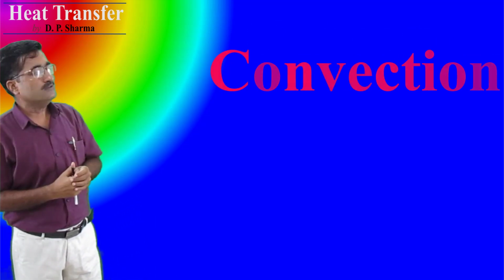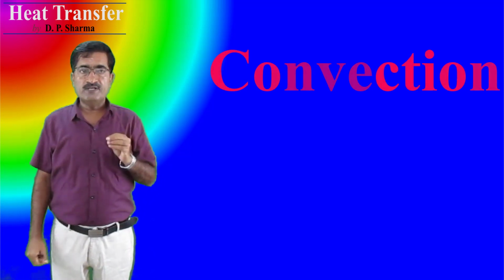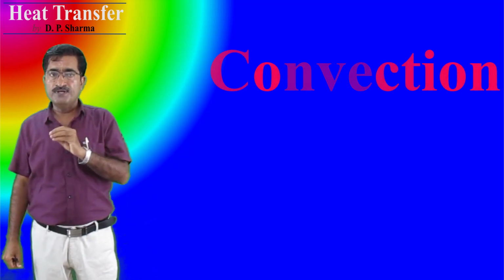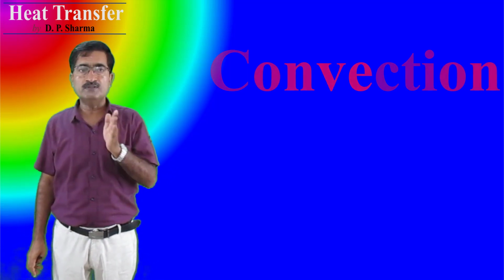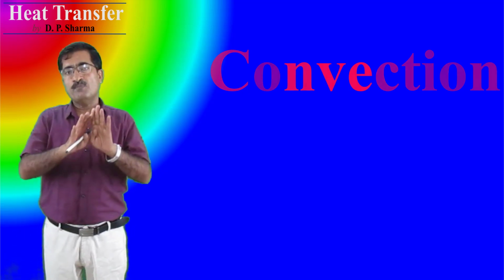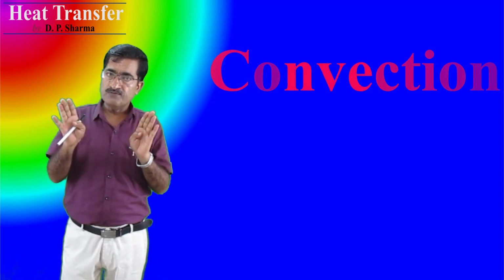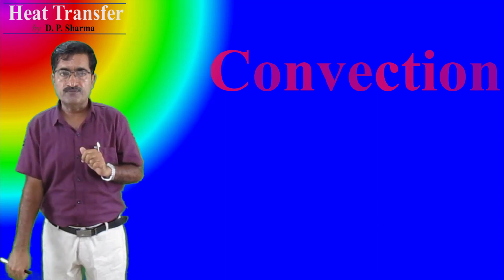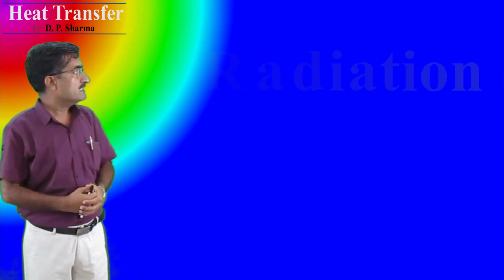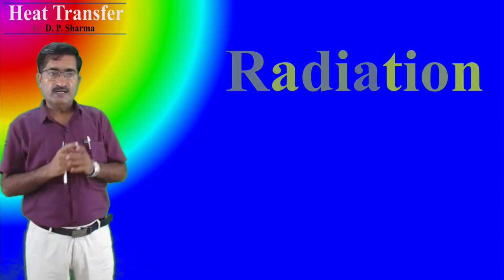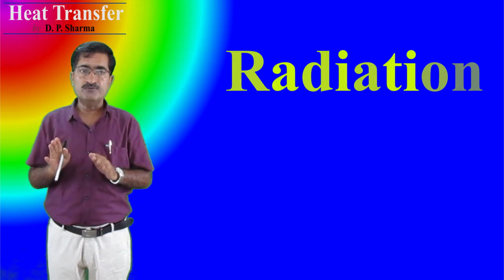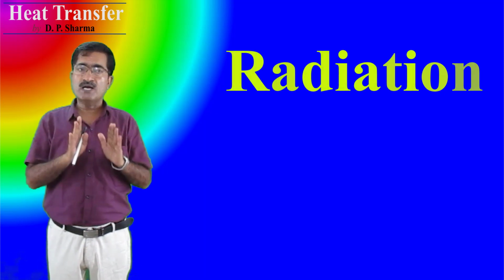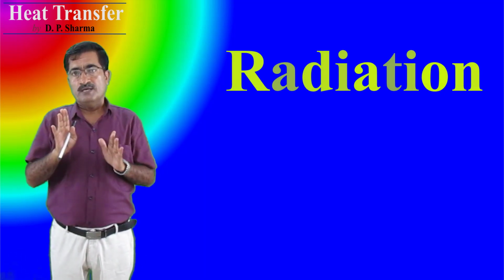Now, convection. Convection is the transfer of heat within a fluid by mixing of one portion of fluid with another. There are two types of convection: free convection and forced convection. The next, radiation. Radiation is the transfer of heat through space or matter by means other than conduction and convection, or it is by electromagnetic waves.